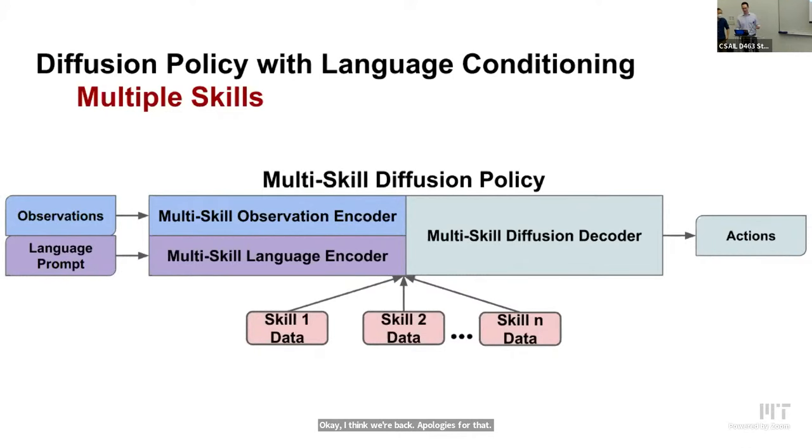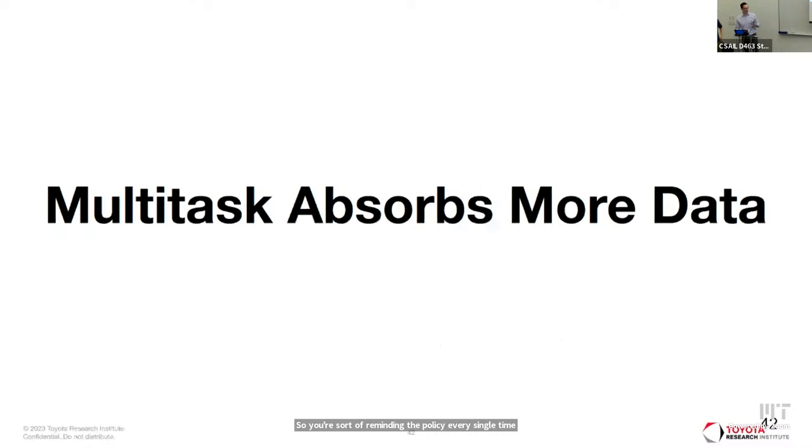So yes, essentially we can now train these joint policies with data aggregated from across all of our skills. And we're using a Voltron model, a joint visual and language encoder. We still condition on several frames in the past, and constant across all of the time steps of a rollout is that same conditioning prompt. So you're reminding the policy every single time step, hey, you're still stacking the bowls, for instance.